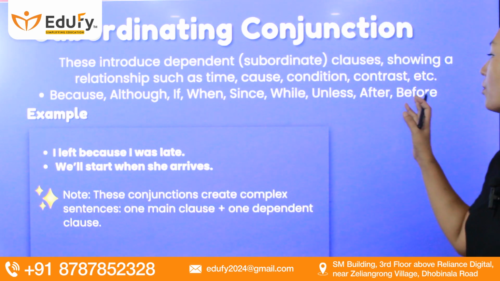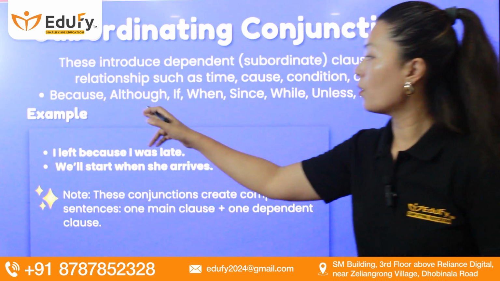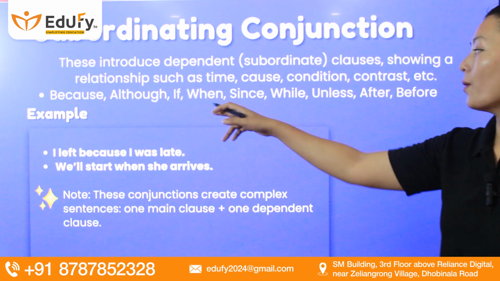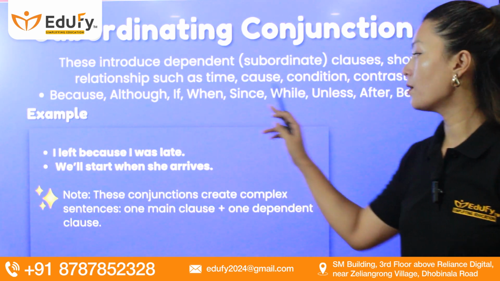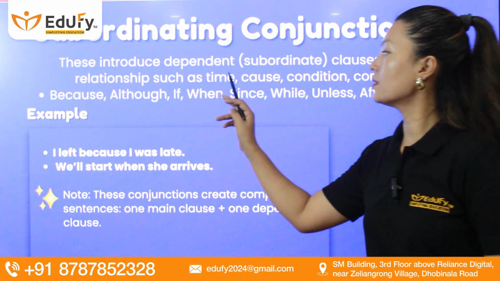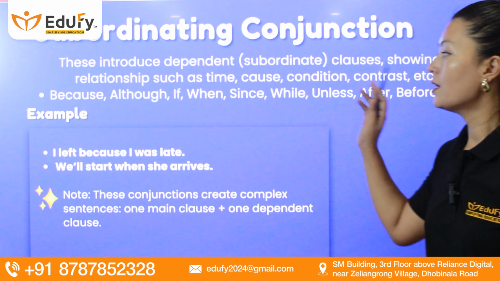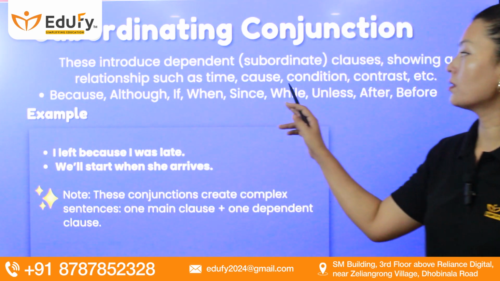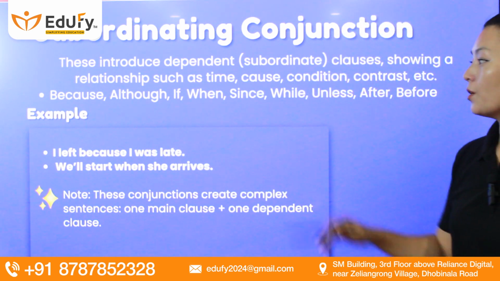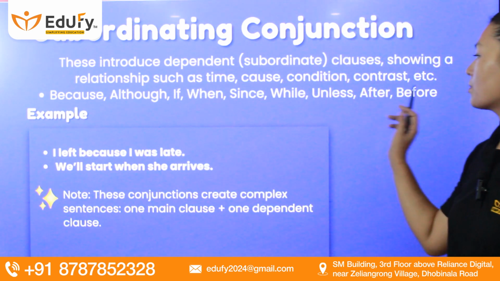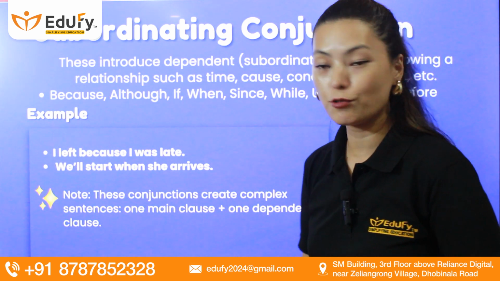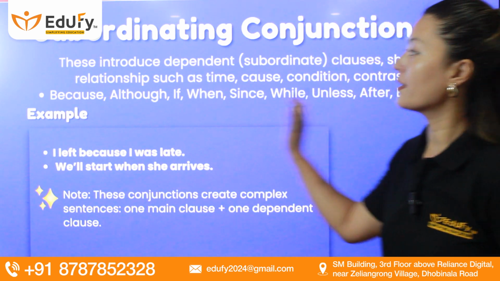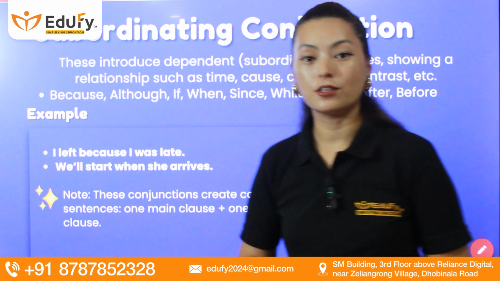So therefore, words like because, although, if, when, since, while, unless. When and while are used to talk about the relation of time, right? We use because to show the cause or condition. We use if to show contrast or some kind of conditional sentence. So these are all considered as subordinating conjunctions.